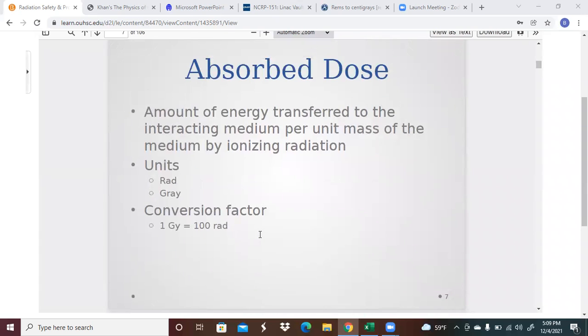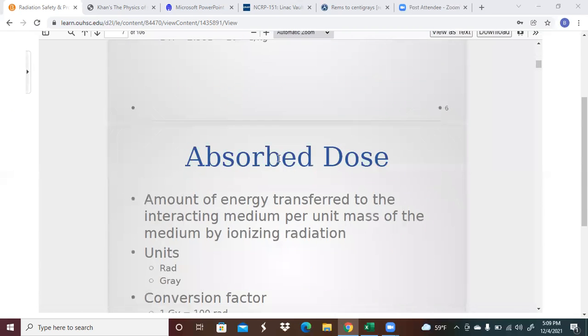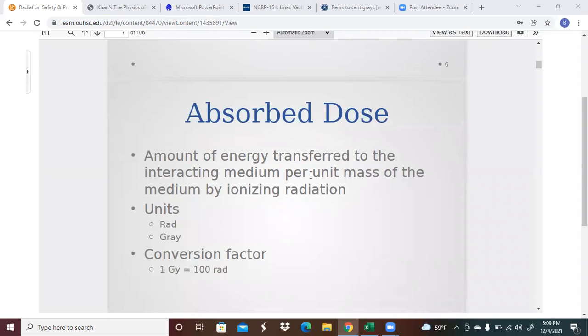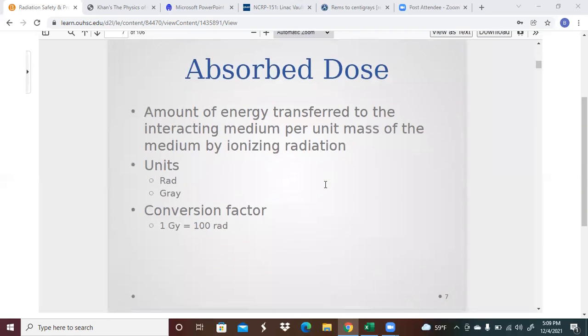The absorbed dose is going to be the amount of energy transferred to the interacting medium per unit mass of the medium by ionizing radiation. So in other words, you're taking the step from here and saying, okay, how much kinetic energy ends up getting deposited per mass of the medium. In other words, how much eventually ends up in the human body. Units are going to be rad or gray. And the conversion factor here, 1 gray is equal to 100 rad, or 1 centigray is equal to 1 rad.